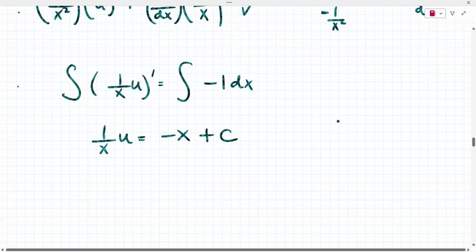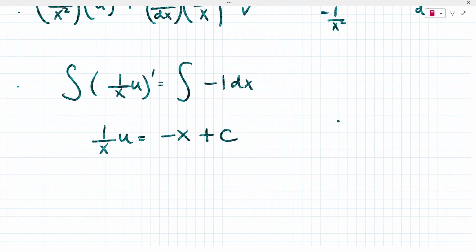We don't have an initial condition, so now what we have to do is let's try to get u by itself, then we can substitute it back. So let's get u by itself, so I'm going to multiply everything by x. So this is going to be u equals x times, this is not a mu, this is a u. x times -x is -x squared, plus c times x is cx.